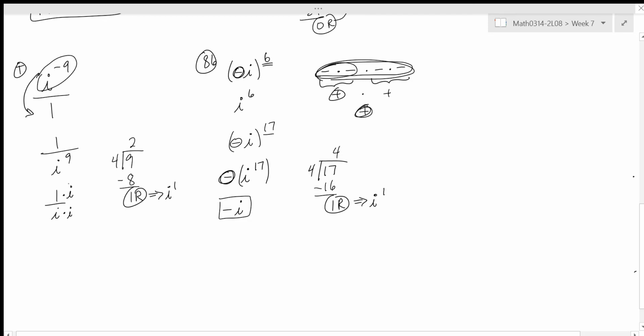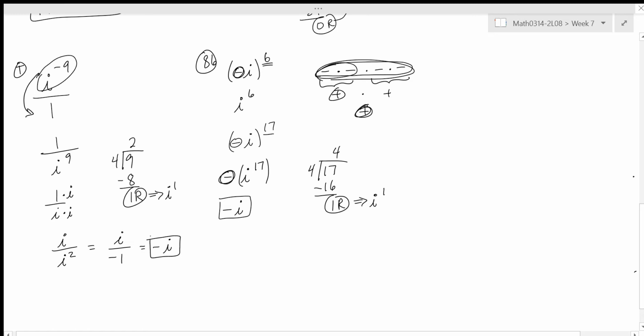So we're going to multiply top and bottom by i. So in the top, we're going to get i. In the bottom, we're going to get i squared, which is negative 1. And i divided by negative 1 is negative i. And so we can take that and simplify it.